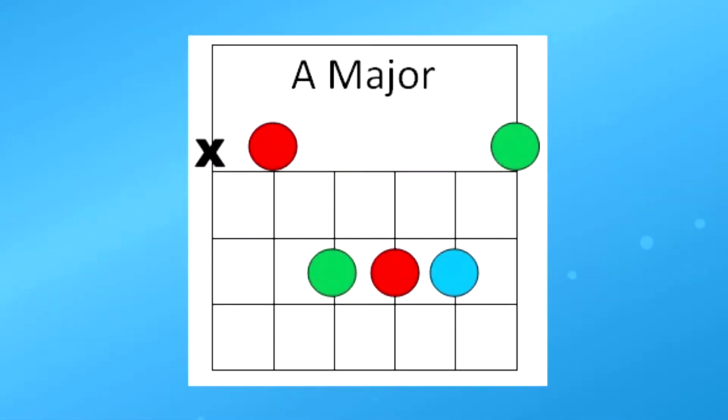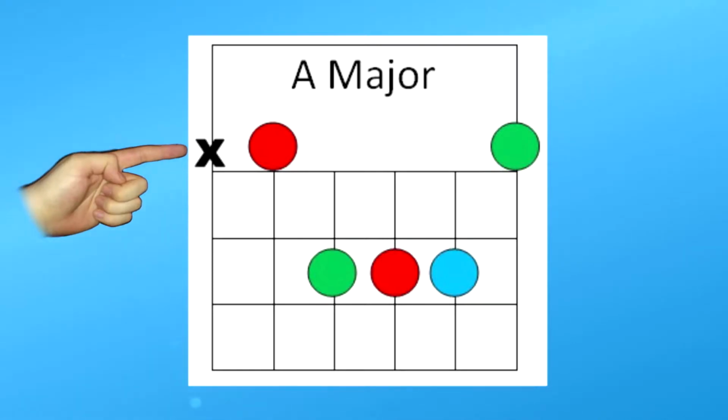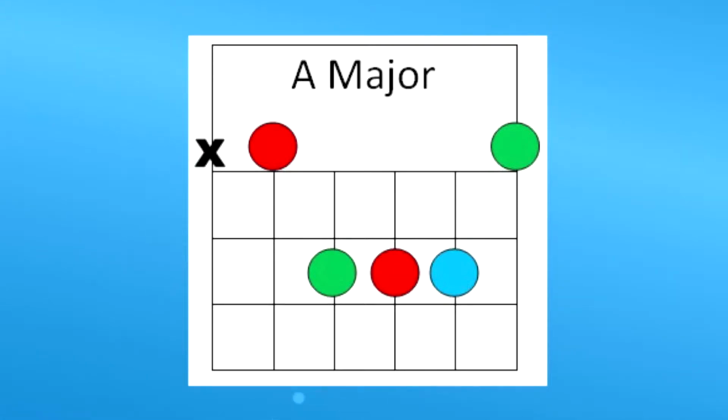So this is an A chord. In this instance we have a muted string as indicated by the X. So that means you either ignore the string and just don't play it, or you force yourself to not play it by muting it somehow. Again, I'll show you how in a moment.